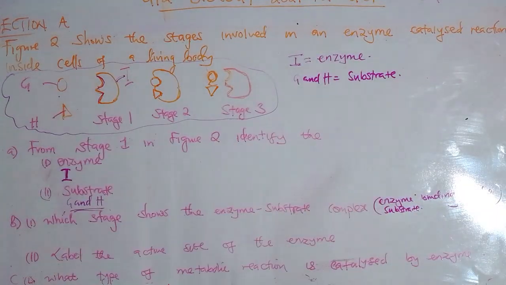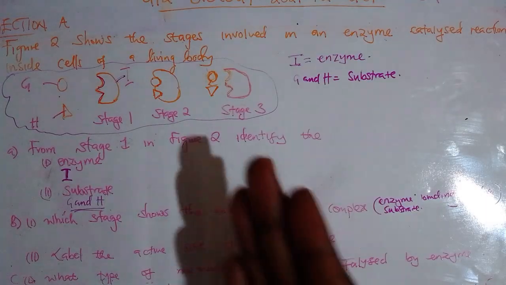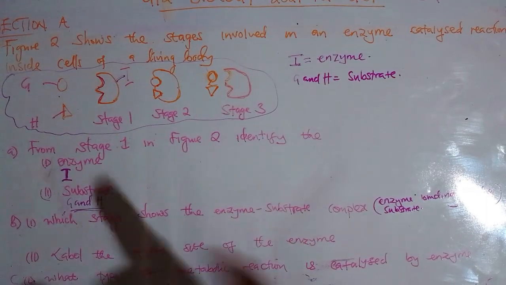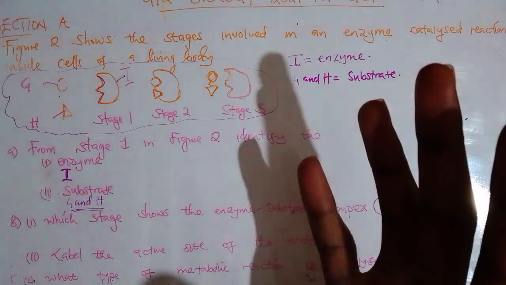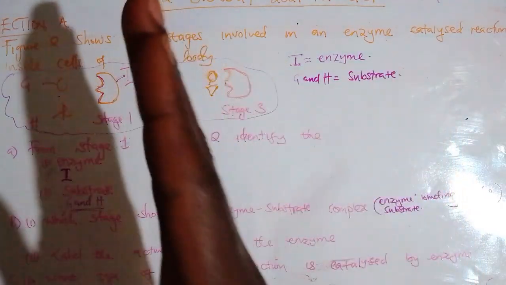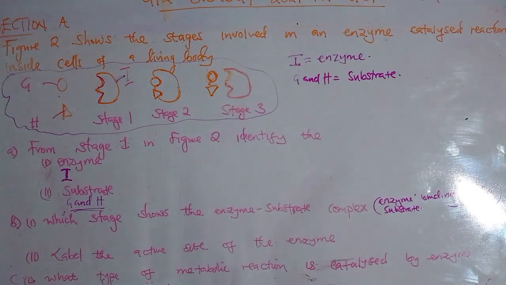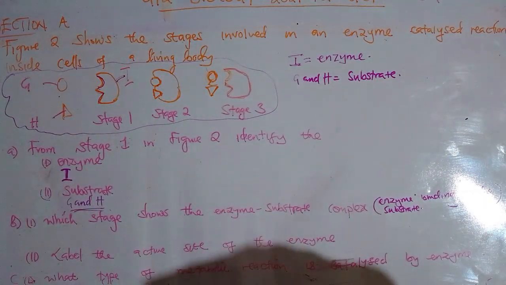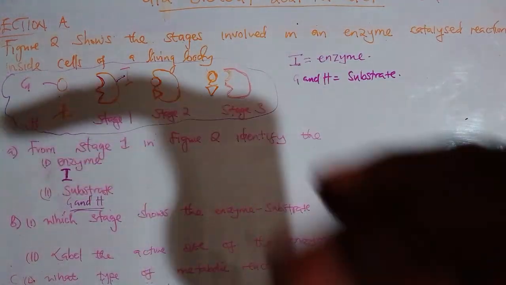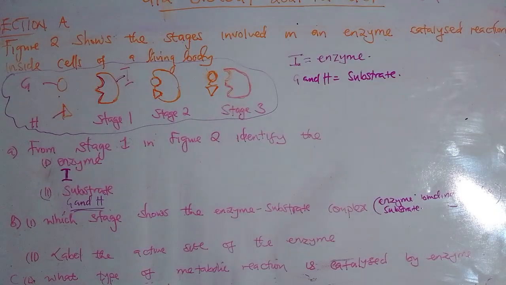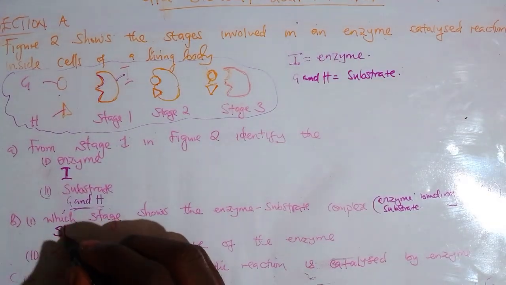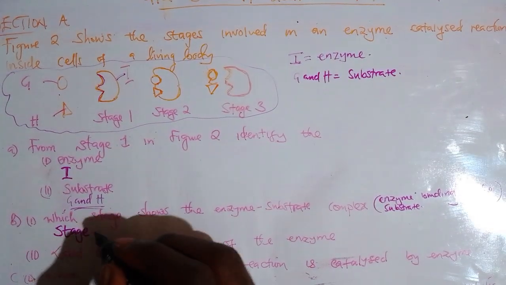So if we look at the three diagram, we can see that only one diagram represents the enzyme and the substrate together, which is what? Stage 2. So only stage 2 is the stage which represents the enzyme substrate complex, because the enzyme and substrate are what? Are together. So here you say stage 2.